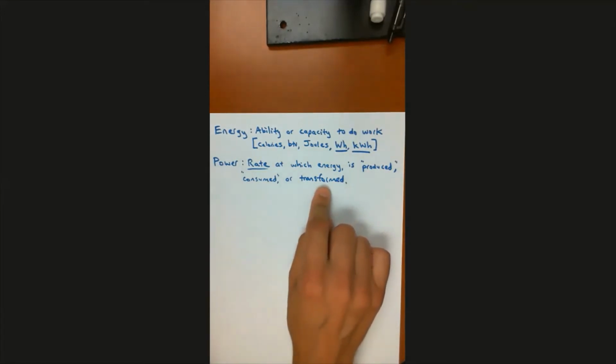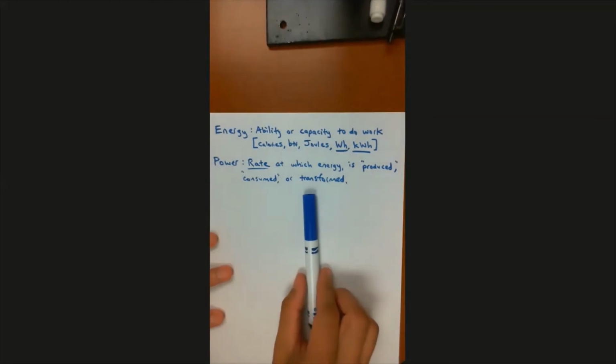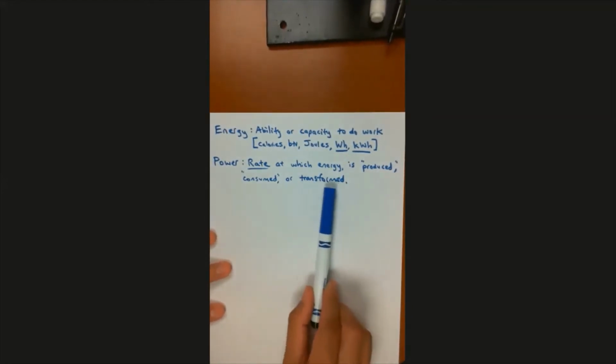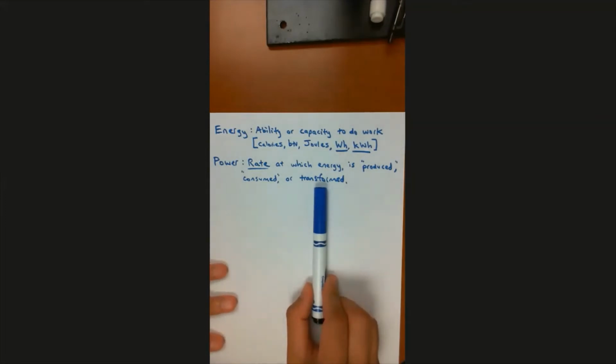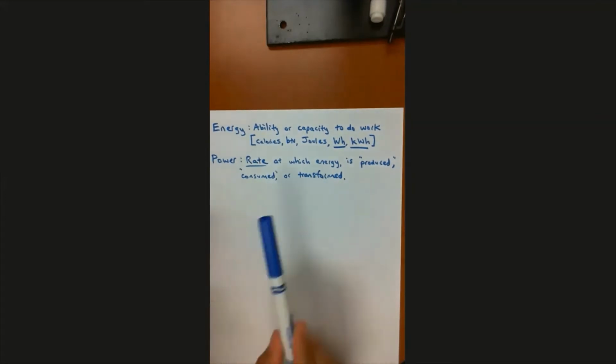So really, all we're doing in any of these processes, in a generator or a motor that we're going to talk about in the second third of the class, we're just transforming one form of energy to another form of energy. That's all you can really do.